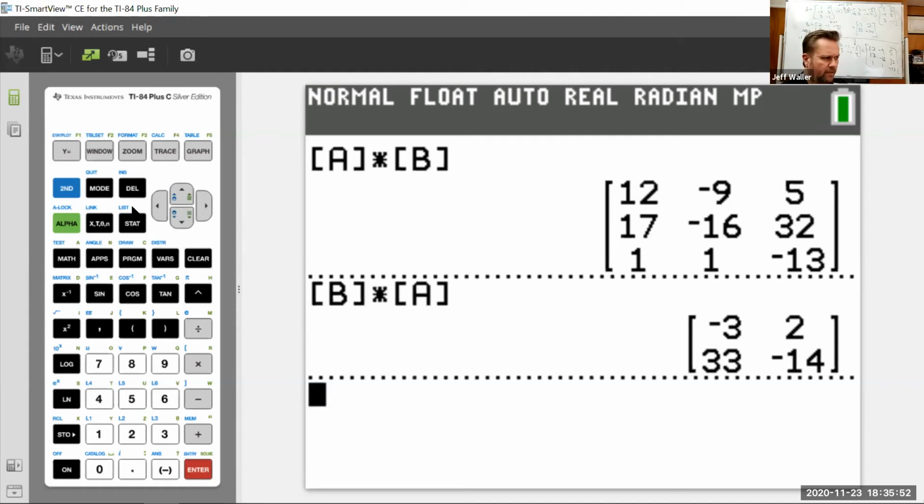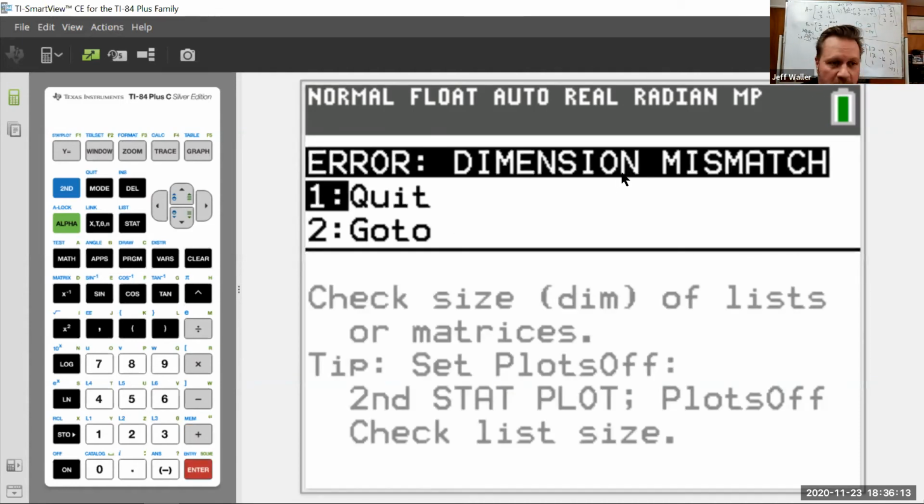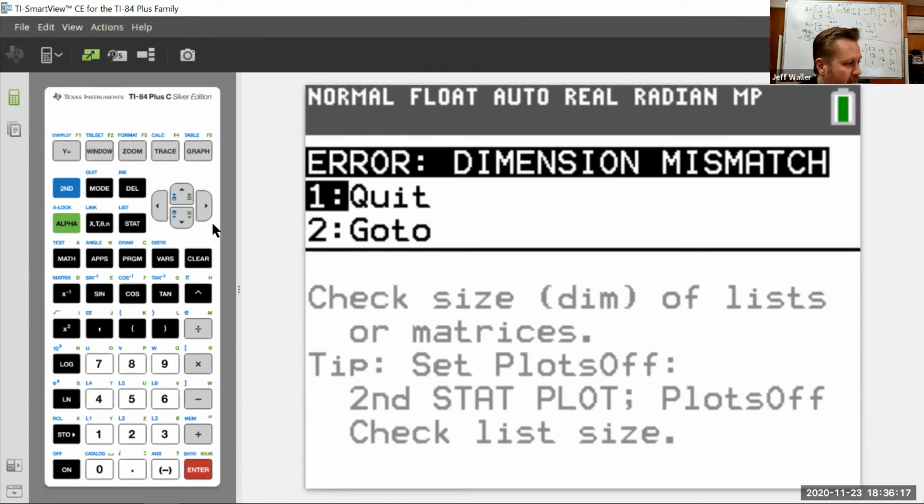You with me? And if I try to do, of course, B plus A, what should it tell me? Can I add matrix B and A? Can I add them? No, they're not the same dimension. So let's see what it says. Oh, it says dimension mismatch. That makes so much sense. Their dimensions don't match.